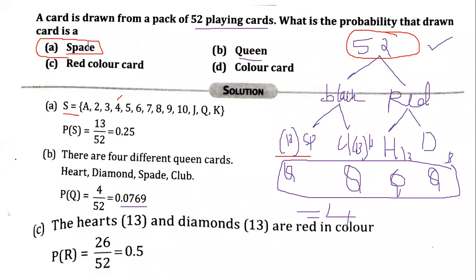Now the next question is red colored card. If you see red colored cards, there are 13 heart cards and 13 diamond cards which are red in color. So 13 plus 13, you will have totally 26 cards which are red in color. So out of the total 52 cards, there are 26 cards which are red in color. So that is why 26 divided by 52.